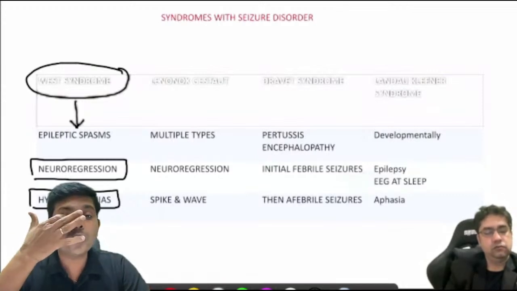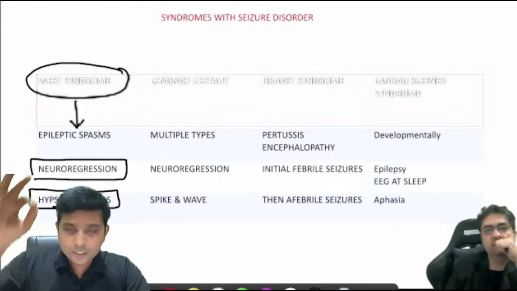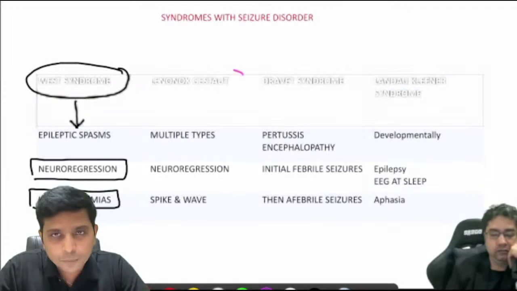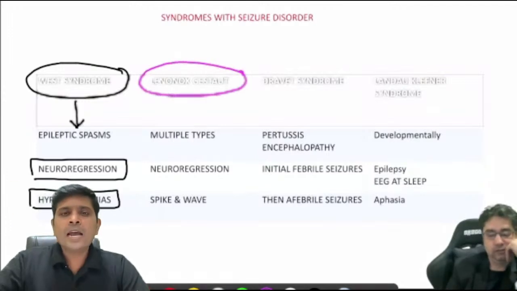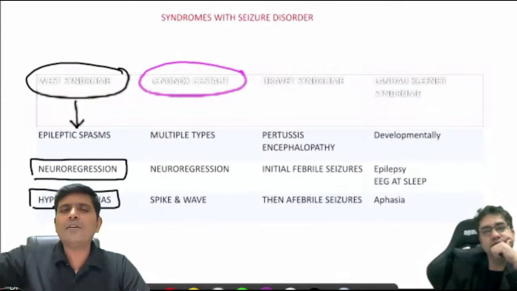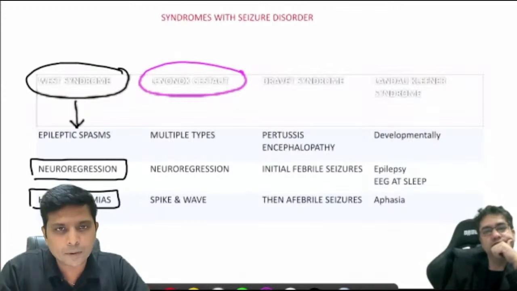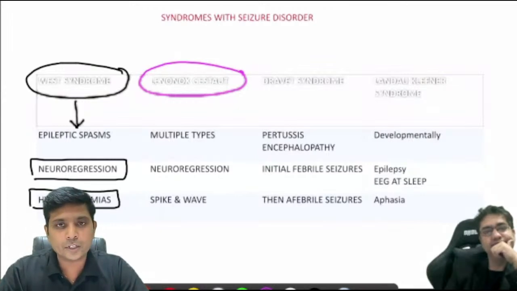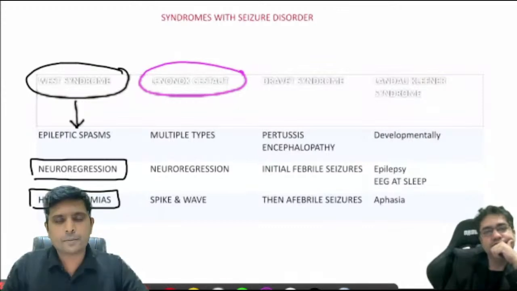So what is called Lennox-Gastaut syndrome? Lennox-Gastaut syndrome is also an epileptic encephalopathy. What do you mean by epileptic encephalopathy? After occurrence of a series of seizures, the child will lose its acquired milestones. So again, this is also associated with neuroregression. But compared to West syndrome, in Lennox-Gastaut syndrome, it is not a fixed pattern.